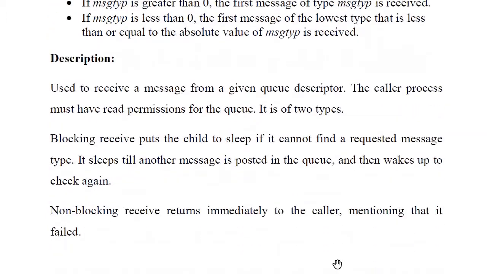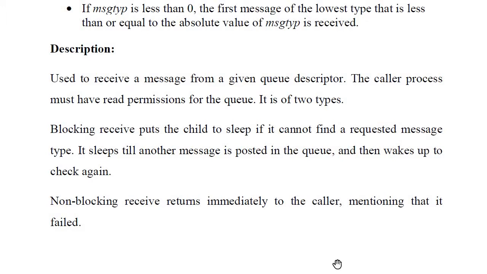Let's see the description. Why is message receive used? It is used to receive a message from a given queue descriptor. We send it from one application, and it has to be received at the other application. So it is used to receive a message from a given queue descriptor. The caller process must have read permissions for the queue.